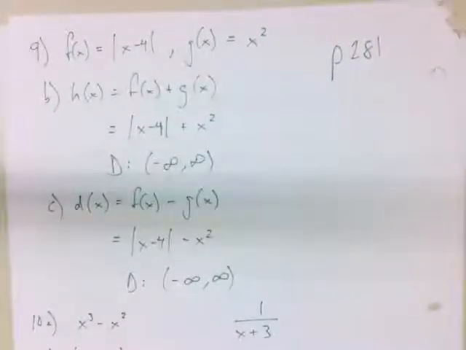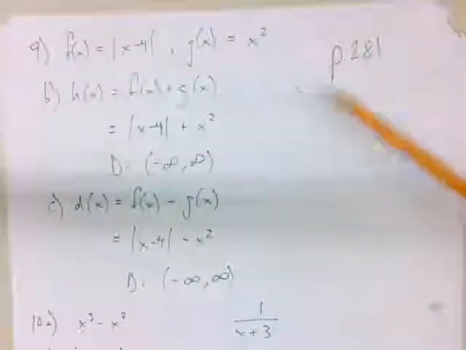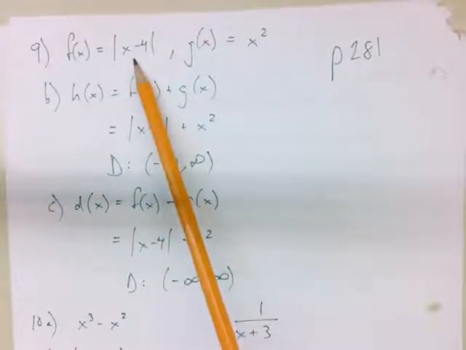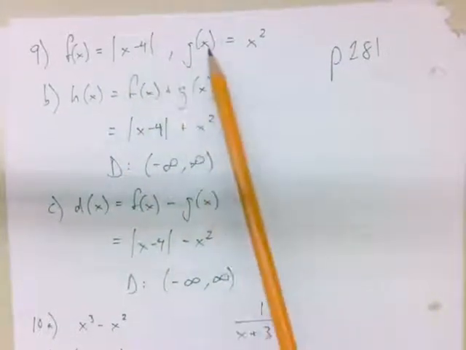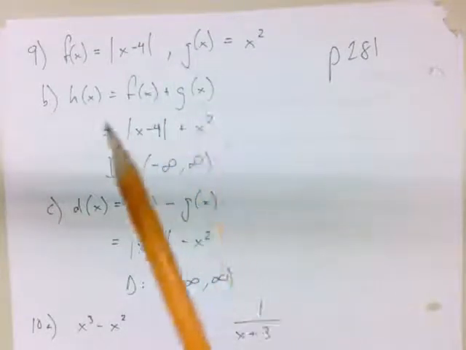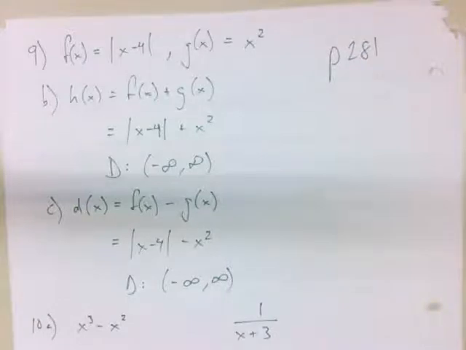All right, folks, I'm going to do 3 questions at once here. Question number 9 from page 281. You're given f of x is the absolute value of x minus 4, g of x equals x squared. I wasn't asked to do 9a, so I'm skipping to 9b.